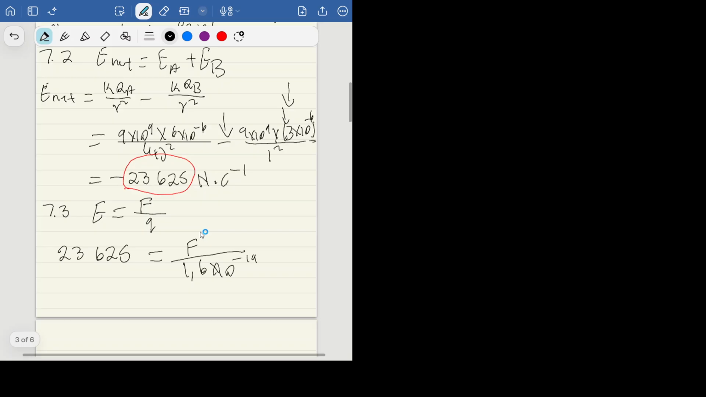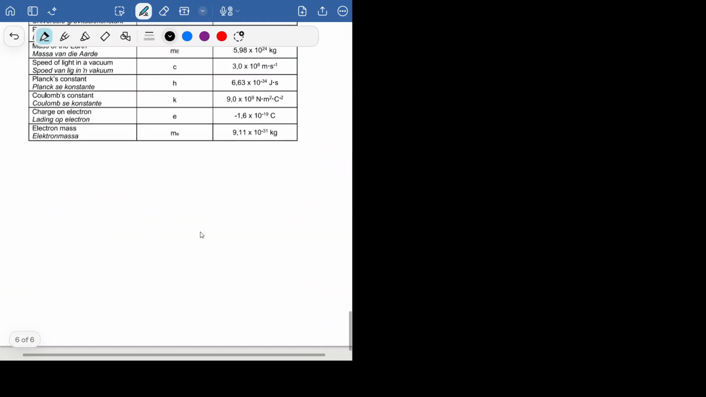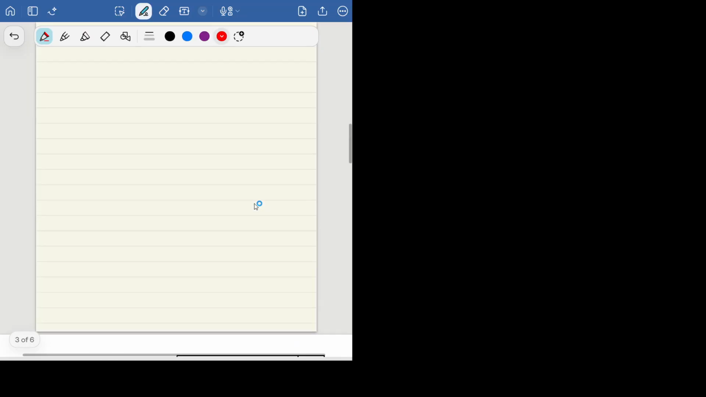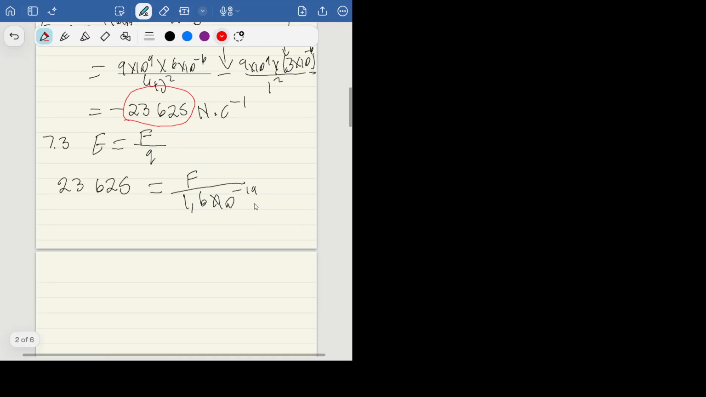Okay, so where do I take the charge? This is the charge that I took. Electrons and protons have a similar charge. The difference is that electrons are negative and protons are positive. Do you see why I take this charge? Okay. Then we can calculate the force.